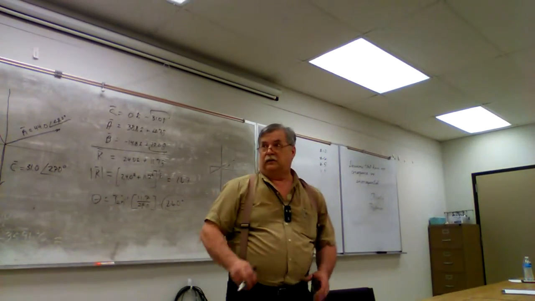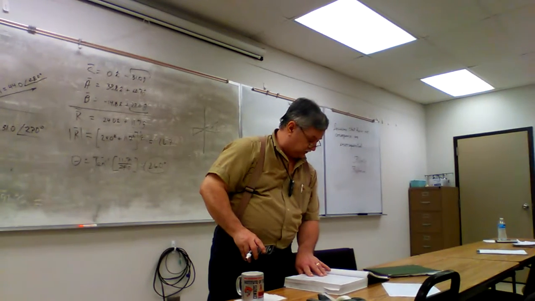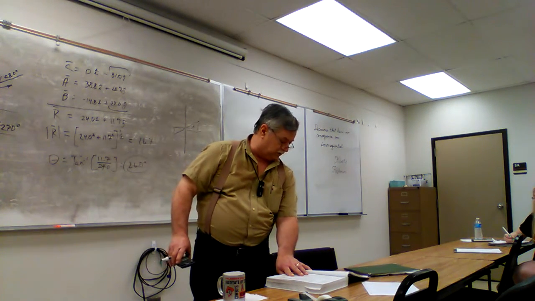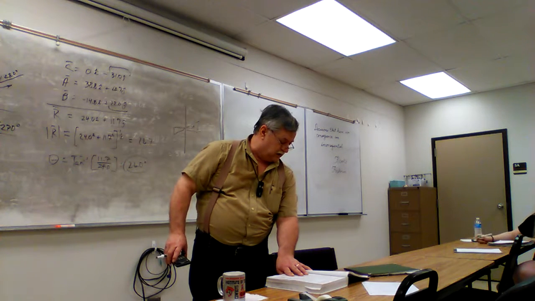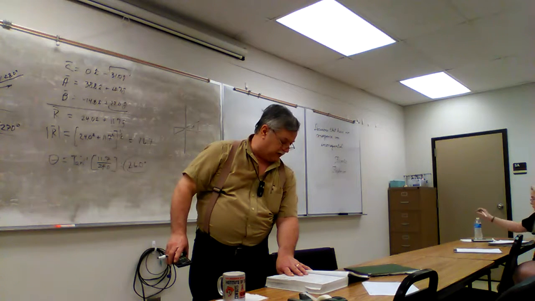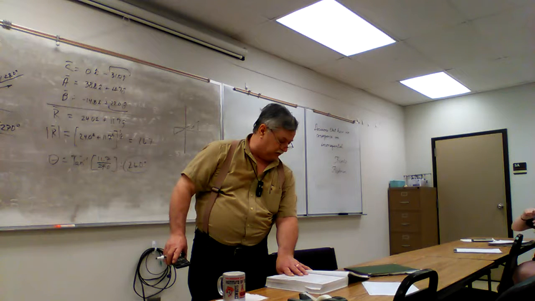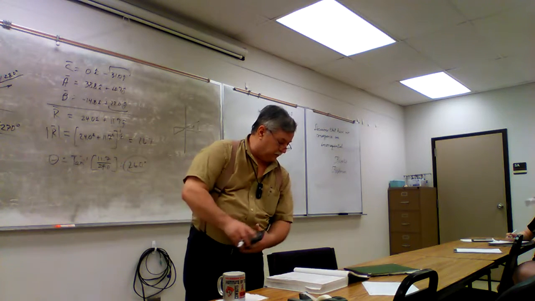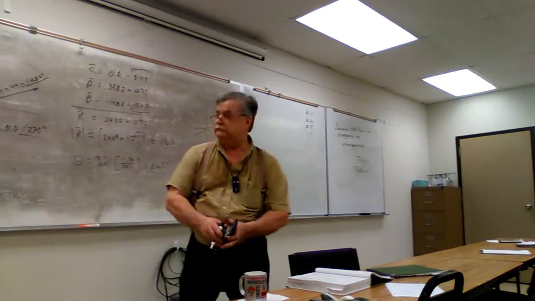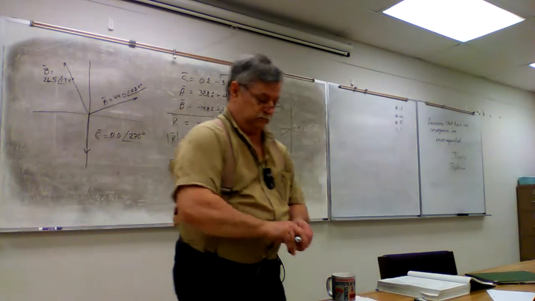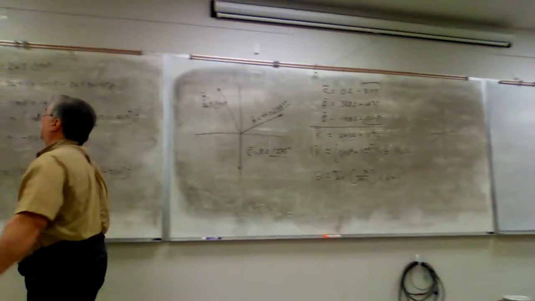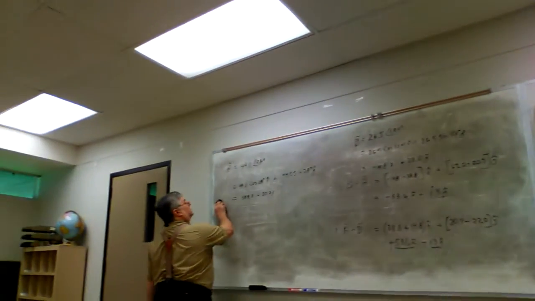Number 6. Do we have time to do number 6? Vector V1 is 6.6 units long and points along the negative x-axis. Vector V2 is 8.5 units long and points at plus 55 degrees to the positive x-axis. What are the x and y components of each vector? Hope everybody's got all this.